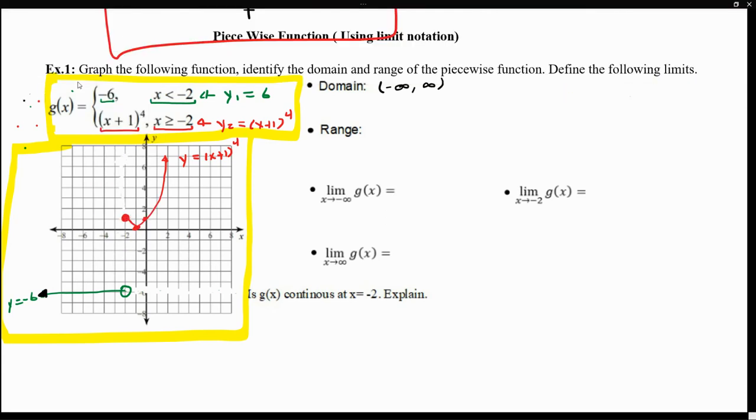All right, so now we're back. Notice that everything changed back to how it originally was. So now let's move on to range. Now range talks about the y values. So let's take a look, are we allowed to use all y values?